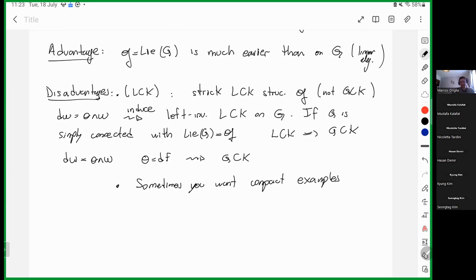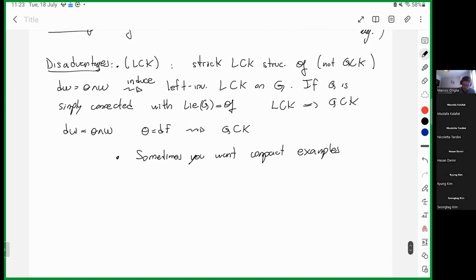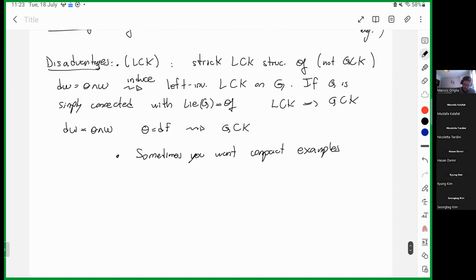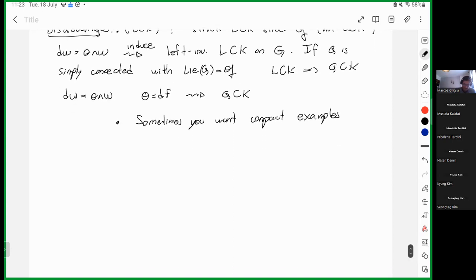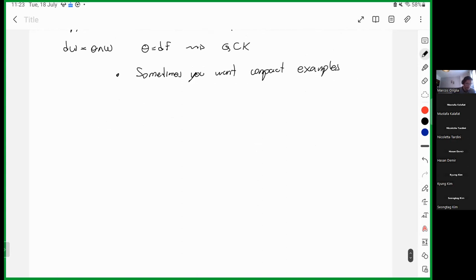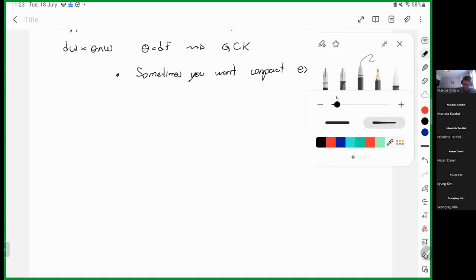Whatever you are studying, in our case, locally conformally Kähler structure. So we need to say something in order to try to fix these two issues. So what's a possible solution for this? Well, lattices. Let me introduce what a lattice is.